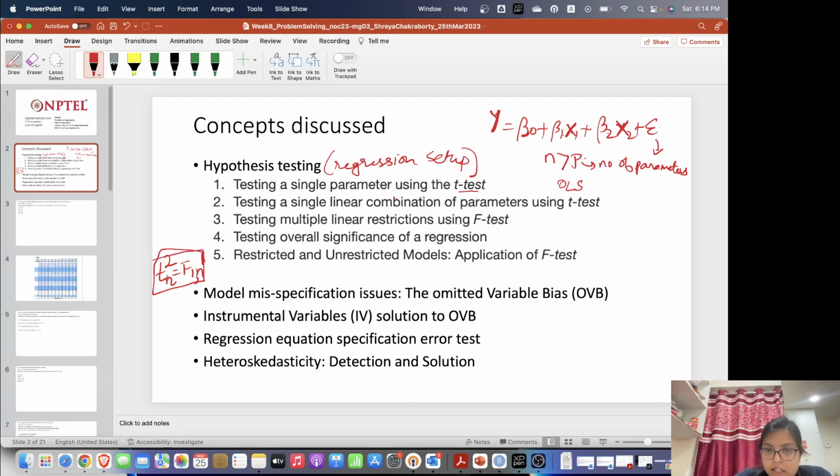So instead of using a t-test for testing a single parameter, we could also use an f-test. Okay, but the numerator degrees of freedom would be 1 and the denominator degrees of freedom would be the degrees of freedom with which we are conducting the t-test. Is it okay?